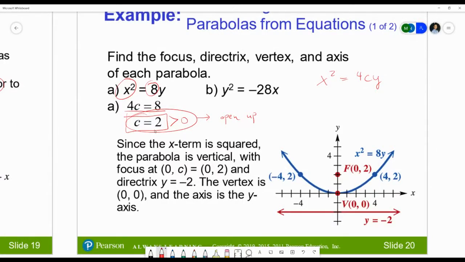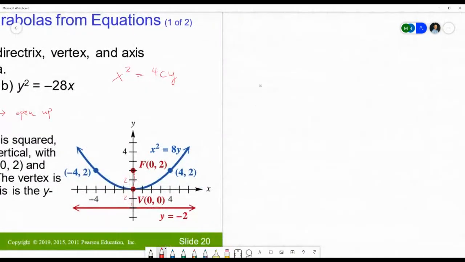So that's going to give us our location of the directrix and the focus. Since we know that the vertex is at the origin, we just have to go up 2 and down 2 to determine our location of the focus and the directrix. All right, so let's do y squared here. You want to take some time and try this first? Go ahead and sketch this.